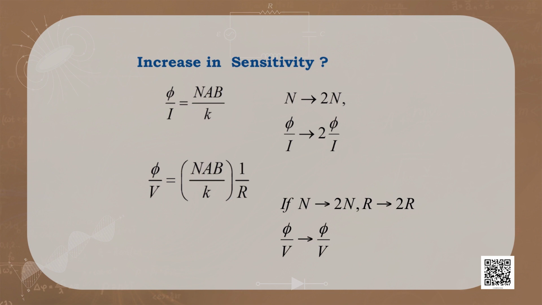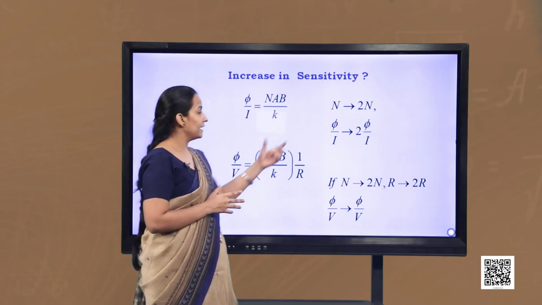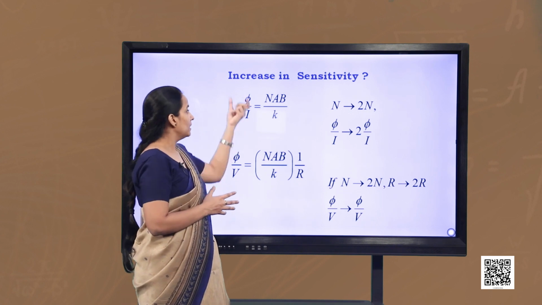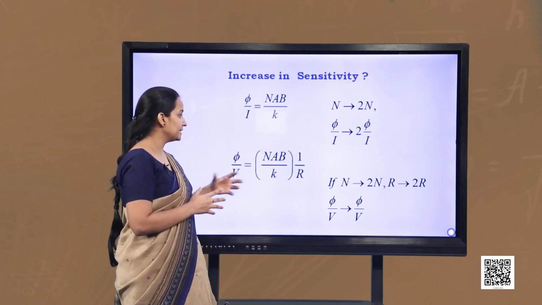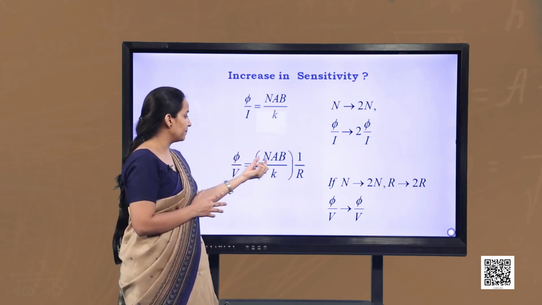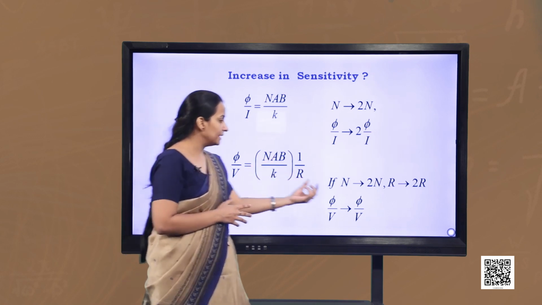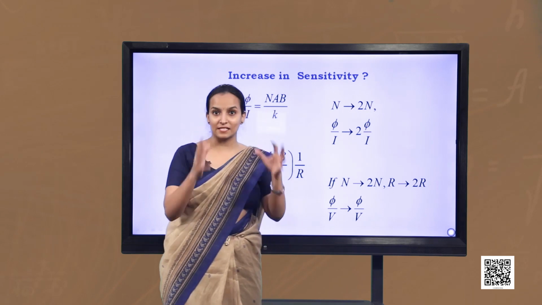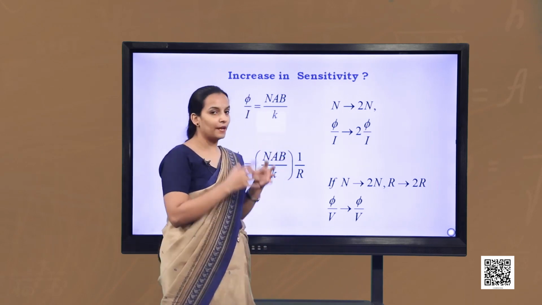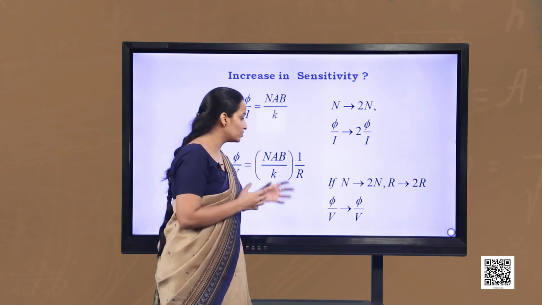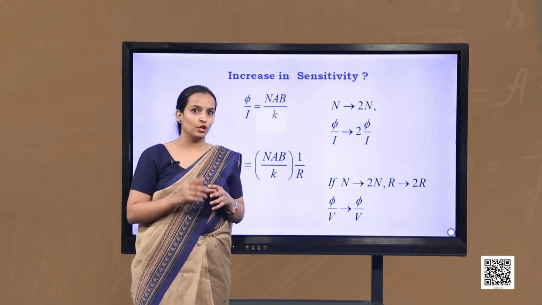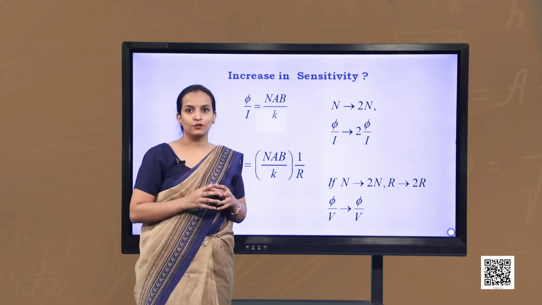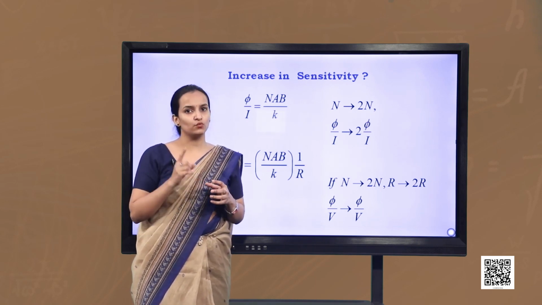Here we know the expression for the current sensitivity. If I double the number of turns, the current sensitivity will also get doubled. Now in case of voltage sensitivity, it depends on N as well as R. On doubling the number of turns, it also doubles the resistance, which cancels out the overall impact, and there is no change in the voltage sensitivity. Now we can say that the modification needed for conversion of a galvanometer to an ammeter will be different from what is needed for converting it into a voltmeter.